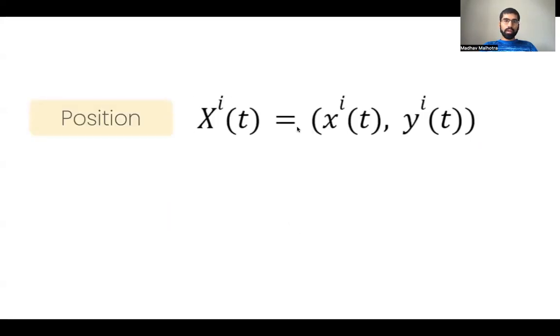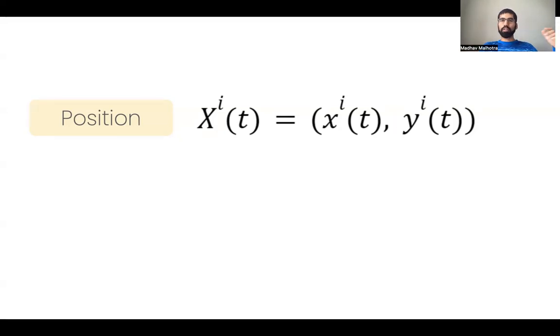Now, as I said earlier, each of the particles will have a position. So the ith particle has some x coordinate and a y coordinate as part of its position. But note that the position changes over time. As you saw, the dots are moving around the grid. So we have to make the position vector a function of time, and the x and y coordinates a function of time as well.